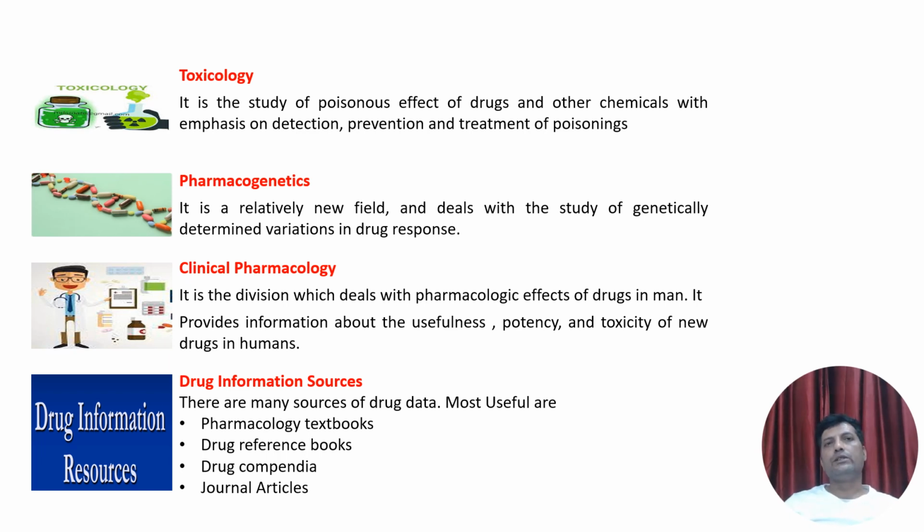Drug information sources. Data on drugs can be found in various places. Textbooks on pharmacology are the most helpful drug information sources, whereas other sources are reference books about drugs, drug indices, and journal posts.